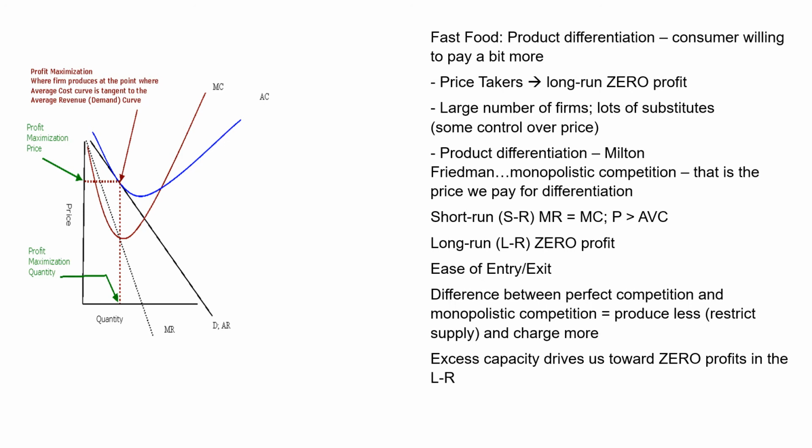All right. So in the short run, marginal revenue is equal to marginal cost, and price is greater than average variable cost. In the long run, we have 0 profit. Again, we've got ease of entry and exit, price taker versus price maker. And again, the difference between perfect competition and monopolistic competition is that you're producing slightly less, you're restricting a bit of supply, and you're able to charge a bit more, at least in the short run. Excess capacity drives us towards 0 profits in the long run. Again, we're talking about 0 economic profit, excess profit, economic rent.